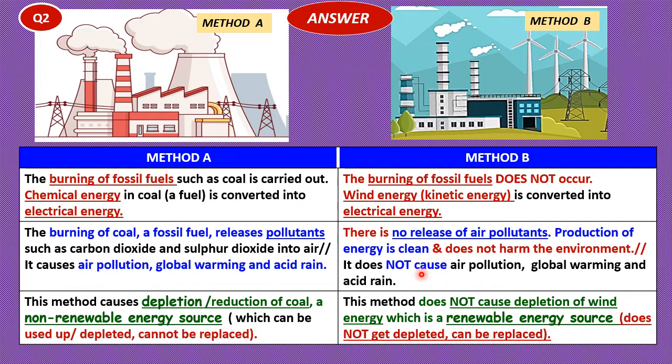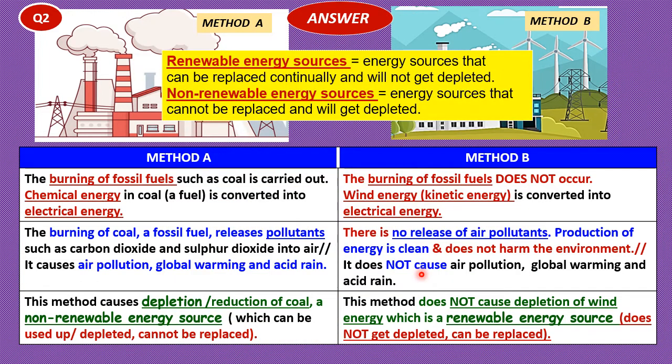So lastly, based on your Form 3 textbook, in the physics section, can you recall the definition for renewable energy sources and non-renewable energy sources? Okay, so this is just a revision here. If you ask what is a renewable energy source, it means an energy source that can be replaced continually. Renewable means can be replaced and will not get depleted. Whereas non-renewable energy source is an energy source that cannot be replaced after it's used, and it will get depleted or reduced. Okay, the amount of it will get depleted.